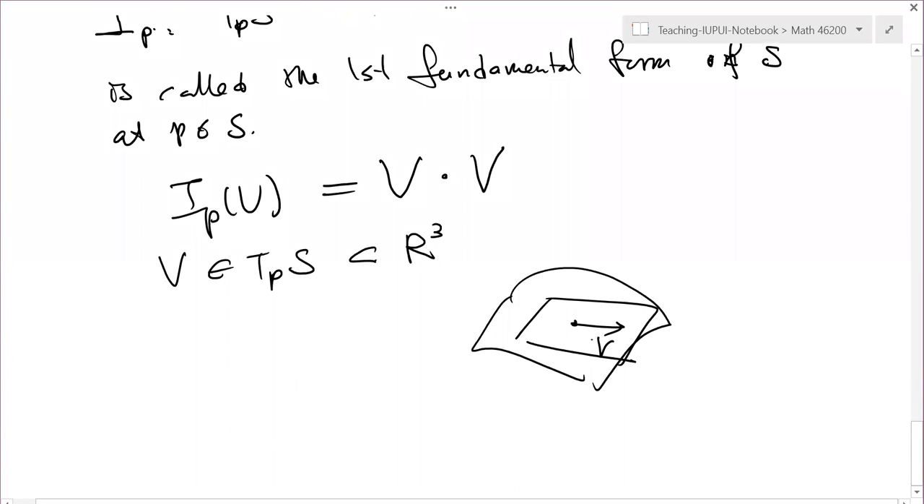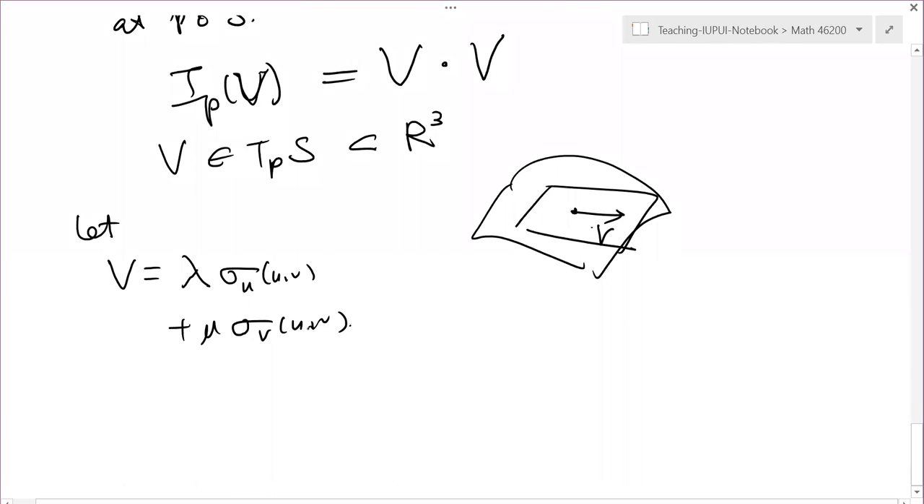Okay, let's derive this above formula again. At the very beginning we used a matrix, right? We used a curve, but without using a curve, you can also do it like that. You express v as lambda sigma u plus mu sigma v, because every tangent vector can be expressed in this form. And this is my definition. The definition itself does not depend on the choice of surface patch. You can use the surface patch to calculate, right?